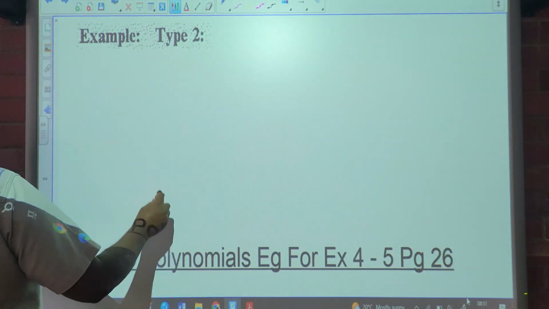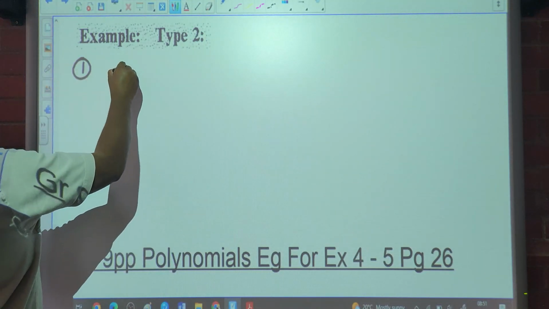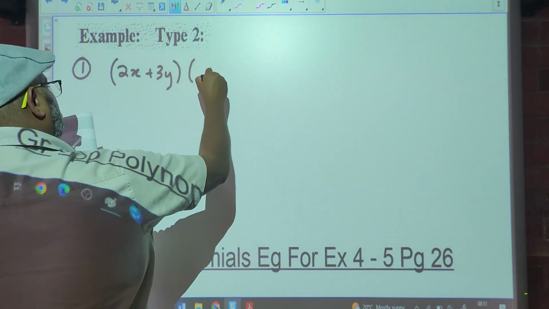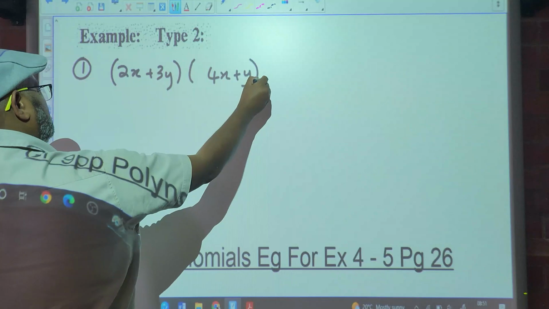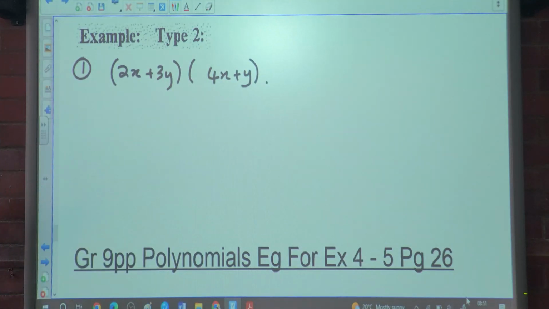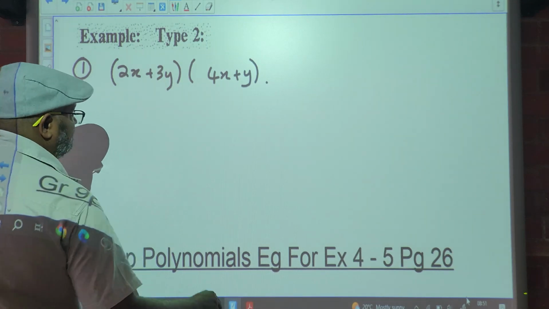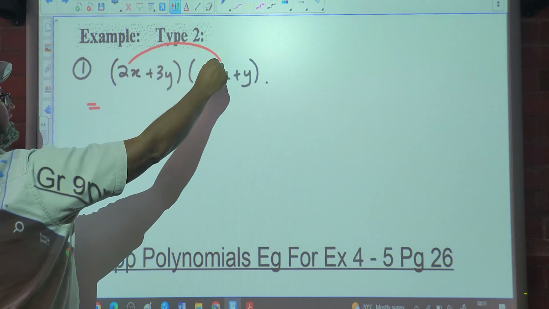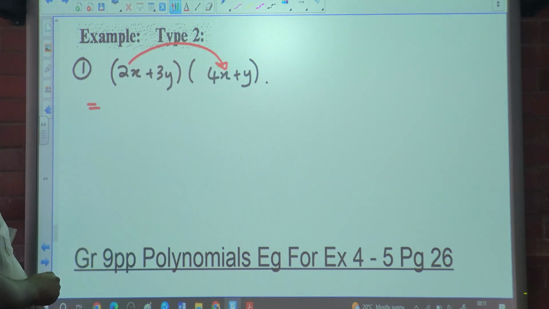Subtract 2. So here we've got 2x plus 3y into 4x plus y. Can I add those terms inside the brackets? No. So I have to do the distributive law. Not so? So what are we going to do? We're going to say 2x must be multiplied by 4x. Write your answer in. 2x multiplied by 4x.